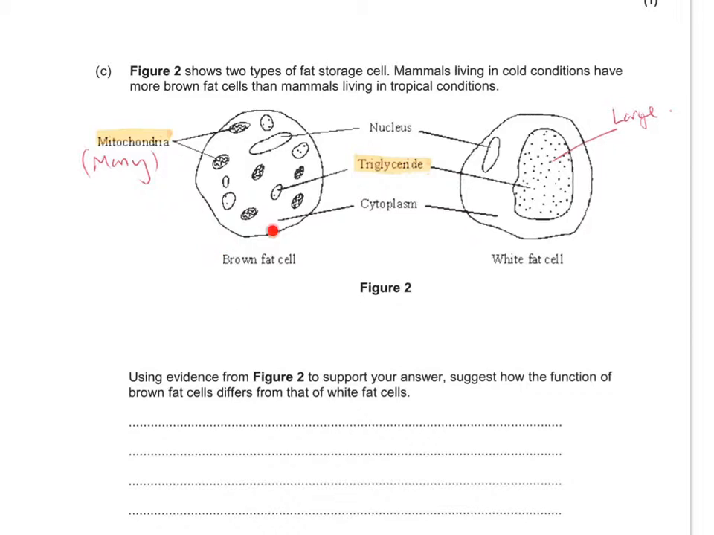Brown fat cells have got many mitochondria. What could the advantage of that be? So the mitochondria will release heat energy, warming the animal up. So many mitochondria, so release heat energy to warm the animal up.